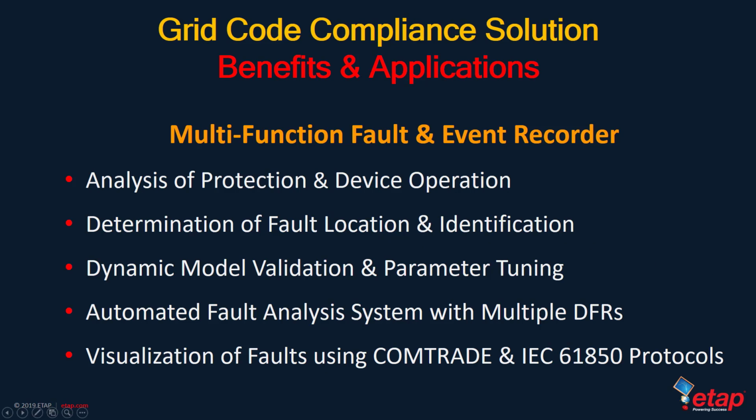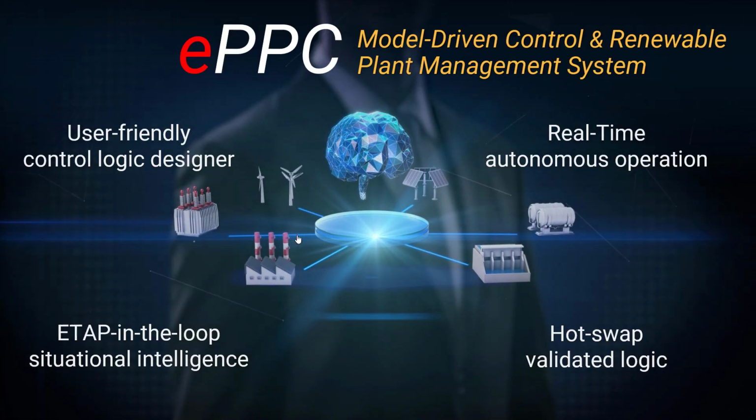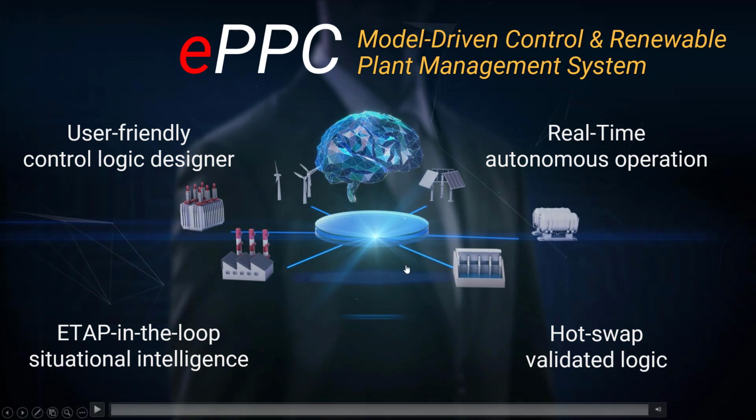So in summary, the ETAP PPC is a model-driven control and renewable plant management system that offers user-friendly control logic designer. It has ETAP in the loop situational intelligence for providing closed loop control, simulation, and validation of the control in a closed loop environment. It connects with ETAP SCADA for real-time autonomous operation, and you can use the direct connection between ETAP and the power plant controller to hot swap a validated logic at any point in time.